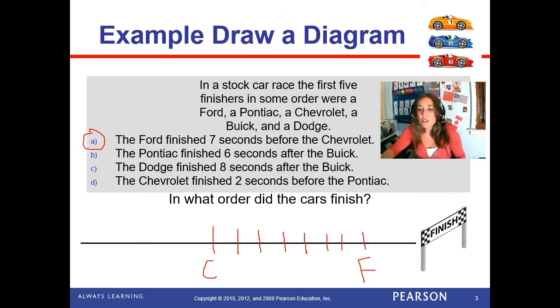So let's look at clue B. The Pontiac finished 6 seconds after the Buick. Well, that says nothing about the Chevy or Ford, so I can't use that yet. The Dodge finished 8 seconds after the Buick. Again, that says nothing about the Chevy or Ford, so I can't use that clue yet. Let's look at clue D. The Chevrolet finished 2 seconds before the Pontiac. So that means my Chevy is 2 seconds closer to the finish line than the Pontiac. So I'm going to go 1, 2, and now I can place my Pontiac.